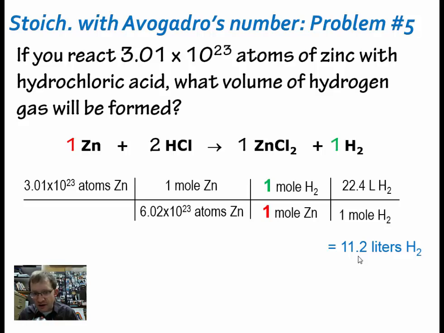So we can use Avogadro's number, 6.02 times 10 to the 23rd, in any problem, just like we can use 22.4 liters in any stoichiometry problem at standard conditions, and just like we can use grams of any substance from the periodic table and those average atomic masses in any problem as well. We've got those 3 choices: particles using Avogadro's number, liters using 22.4, and grams using whatever mass the periodic table gives you. And this is an example where we connect particles and liters together.